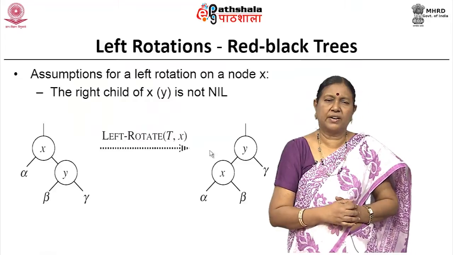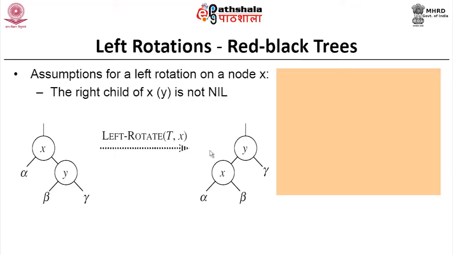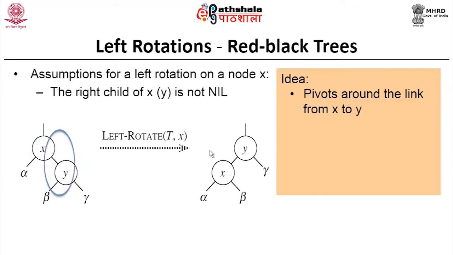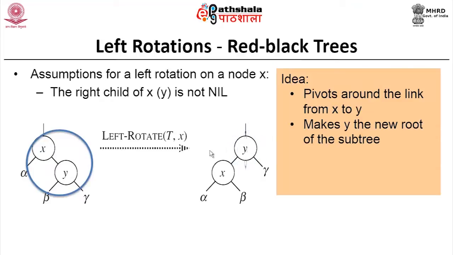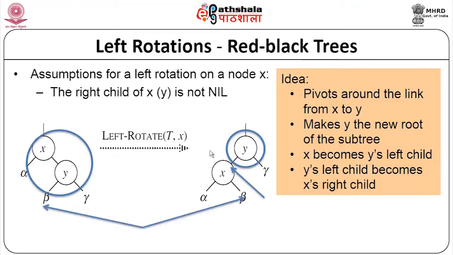Now, the assumption of a left rotation on node x is that the right child of x is not nil. The idea pivots around the link from x to y and makes y the new root of the subtree, and x becomes y's left child, and y's left child now becomes x's right child. So, this is left rotation. This is the inverse of what we did for the right rotation.